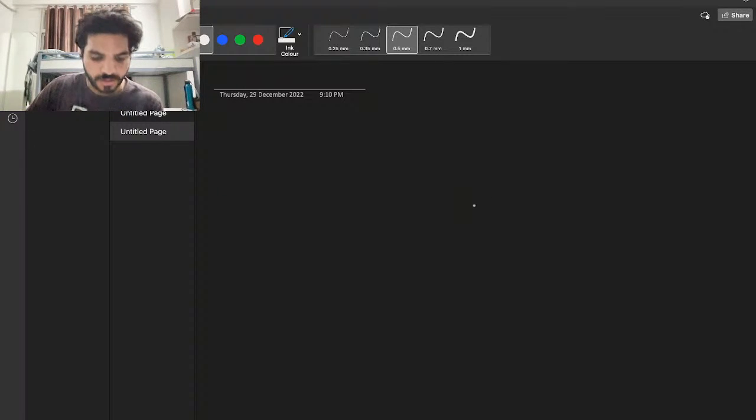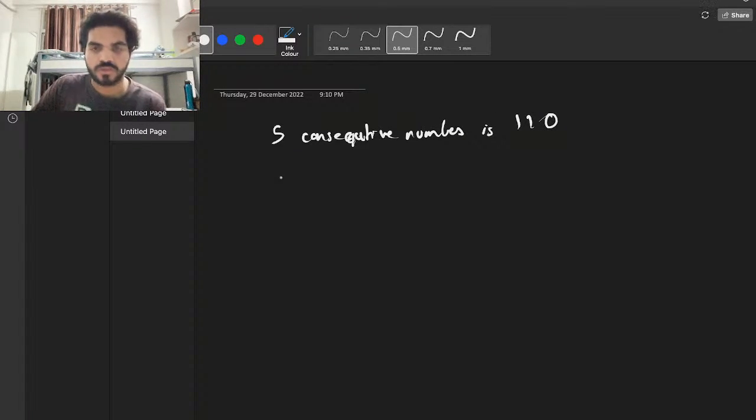Meanwhile, we will go with some questions, like the sum of 5 consecutive numbers is 110. That is a simple arithmetic question. The sum of 5 consecutive numbers is 110. Given that these are consecutive, the middle element will be the average. So 110 divided by 5, since this is the sum.